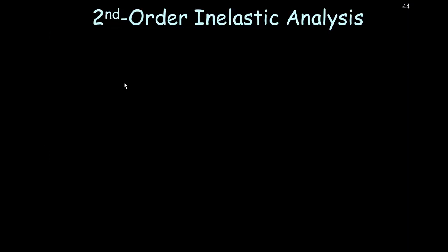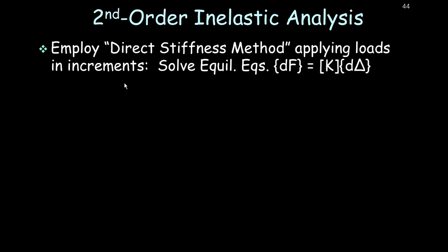Okay. The next step then is what the attendee was asking about, and that is they wanted the full enchilada. They didn't want just second order. They didn't want just inelastic. They want a second order inelastic. And so this is really fun because now you're not only doing equilibrium on the deformed shape, but that deformed shape also includes any yielding that could have taken place.